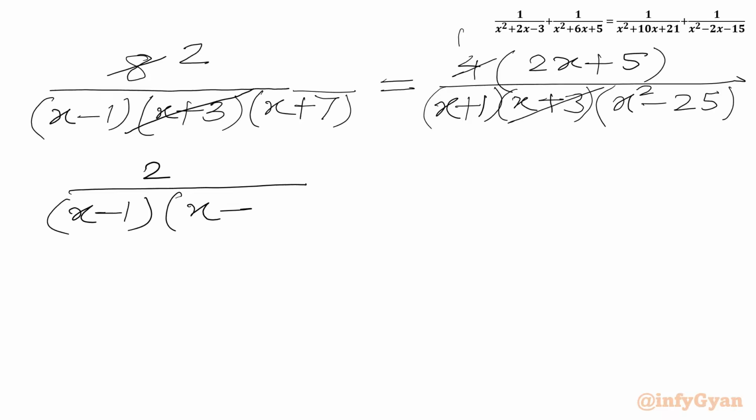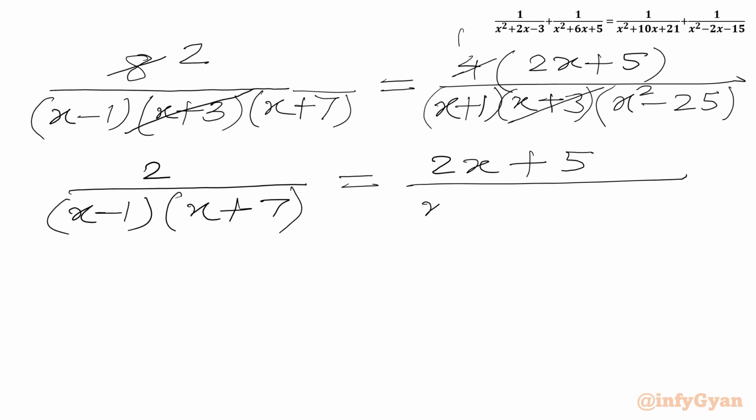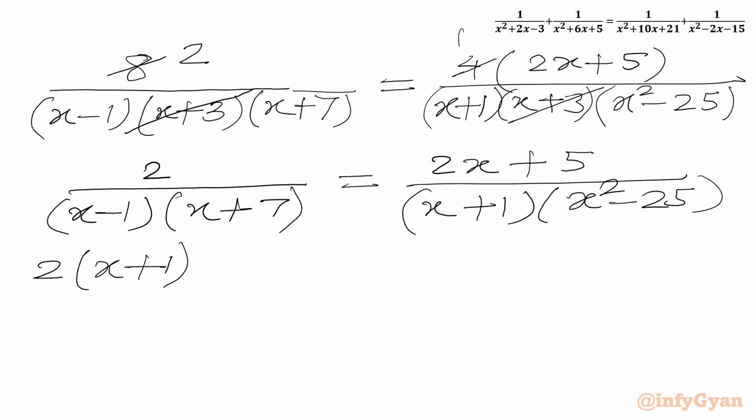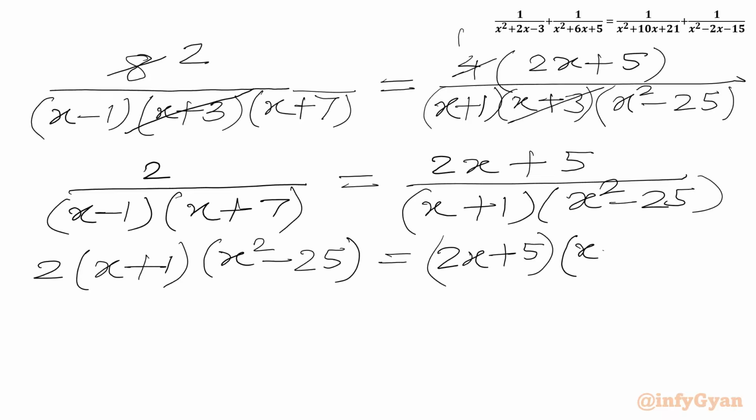times x plus 7. And in the RHS, we will write 2x plus 5 over x plus 1 times x square minus 25. Now we have to cross multiply. So we will write 2 times x plus 1 times x square minus 25 in the LHS, and in the RHS 2x plus 5 times x minus 1 times x plus 7.